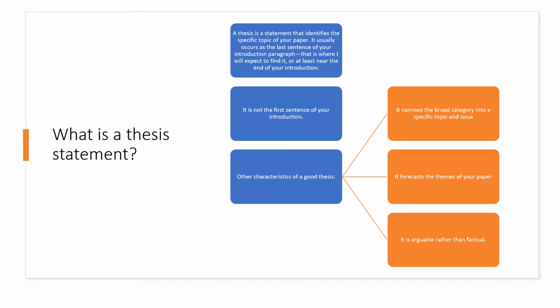It is not the first sentence of your introduction. We already talked about how to create good introductions, and writing a thesis was not one of them. And here are other characteristics of a good thesis. It narrows the broad category into a specific topic and issue. It forecasts the themes or ideas or topics of your paper, and it is arguable rather than factual. So those are the three main things to remember when you think about a thesis. It narrows the category into a specific issue, it forecasts your paper, and it's arguable rather than factual.